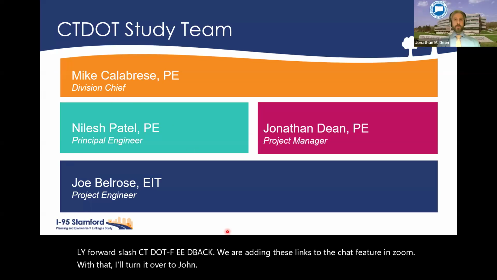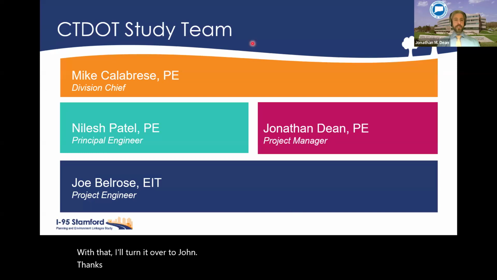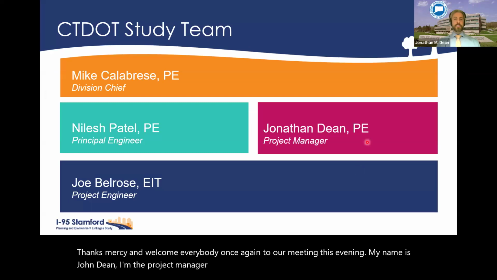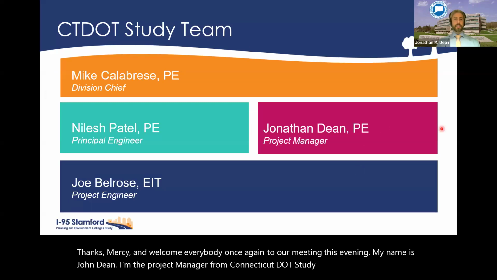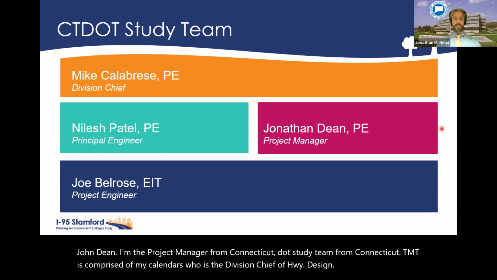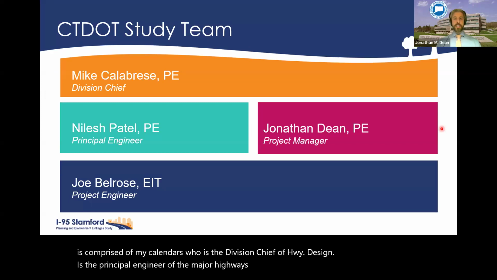Thanks, Marcy, and welcome everybody once again to our meeting this evening. My name is John Dean. I am the project manager from Connecticut DOT. The study team from Connecticut DOT is comprised of Mike Calabrese, who is the division chief of highway design. Neil Patel is the principal engineer of the major highways unit. Again, I'm the project manager, and Joe Belrose is the project engineer.